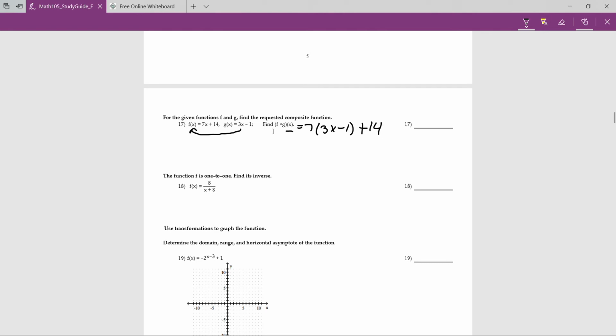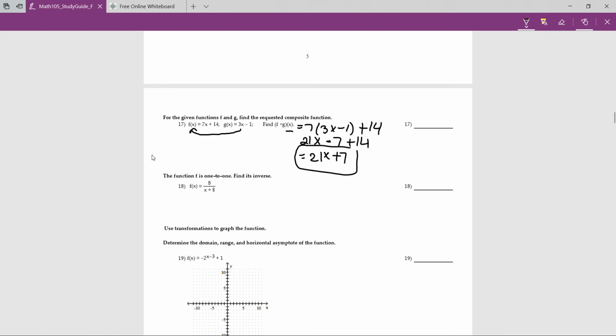So that's going to be 21x minus 7 plus 14. That equals 21x plus 7. So that is your final answer. So yeah, the key is just start on the right side and put it in the other function.